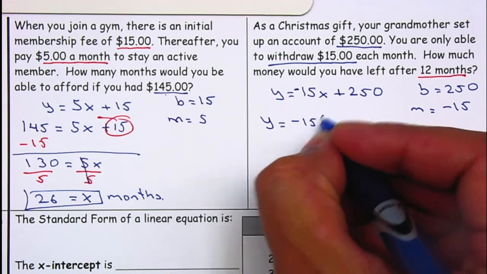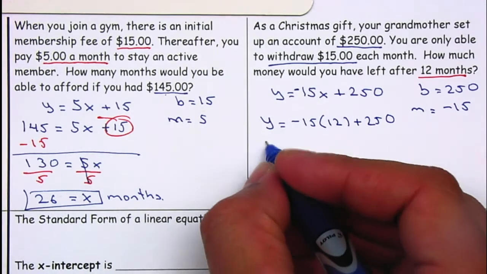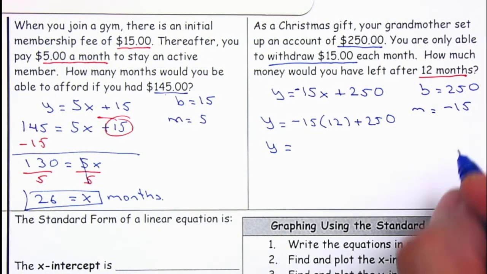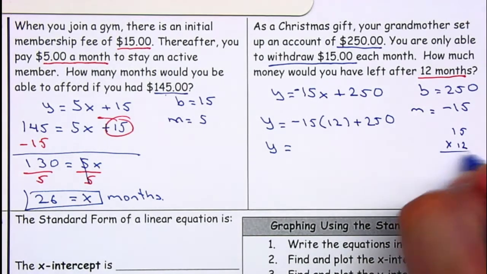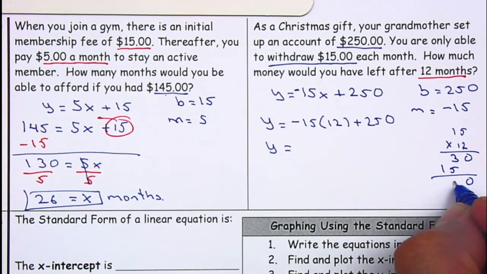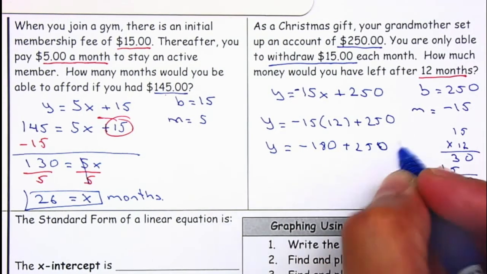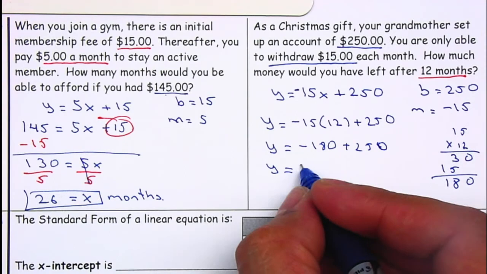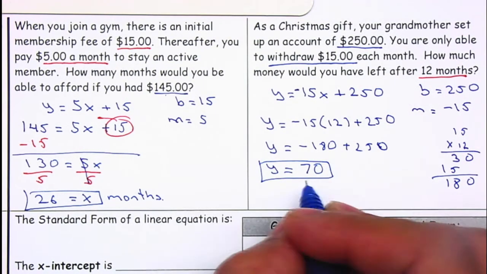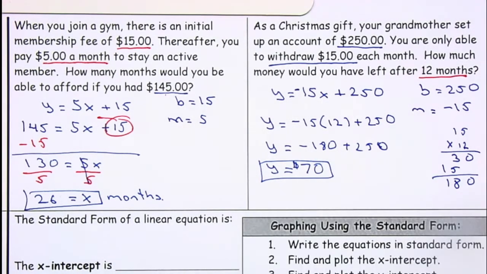So it will be negative 15 times 12 plus 250. So y is equal to, we're going to multiply 15 times 12. That gives us 30 and 150 after shifting, which is 180. So negative 180 plus 250. y is equal to 70. So after 12 months, if you're withdrawing $15 each month, you're going to have $70.